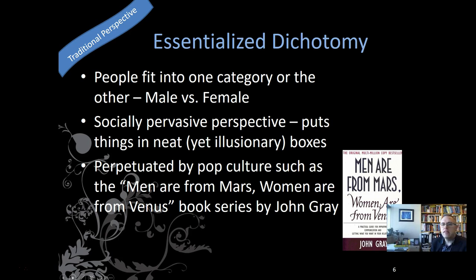Well, I think that human beings in general like 2 choices: right, wrong, black, white, male, female. But the idea that people are going to fit neatly into one of 2 categories is highly problematic, but it's also very socially pervasive. And these boxes are really illusionary for the most part, because nobody really fits neatly into these boxes.